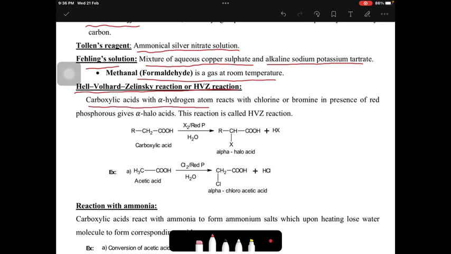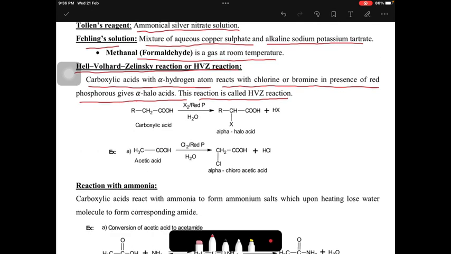Hell-Volhard-Zelinsky reaction, HVZ reaction: carboxylic acid with alpha hydrogen atom reacts with chlorine or bromine in the presence of red phosphorus and gives alpha halo acid. This reaction is known as HVZ reaction. It is a general reaction, with an example.